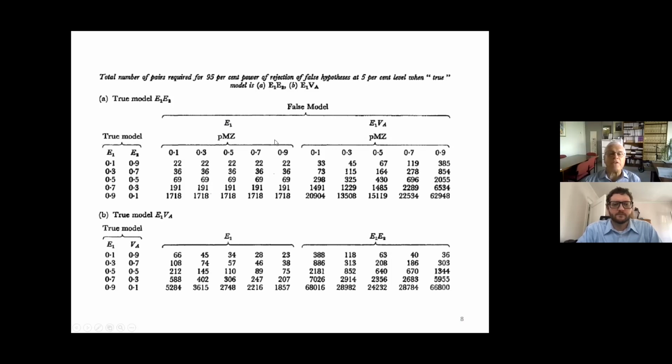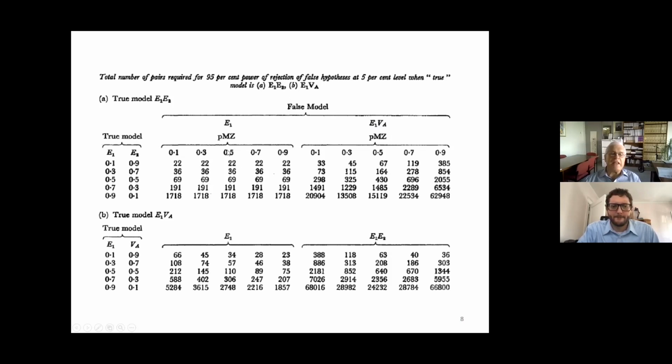We can then look at the numbers of pairs we would need in our sample, given these different proportions of monozygotic twins in our sample, going from 10% up to 90% MZ. In fact, the population proportions are around here, and most twin samples generally have somewhere in this area. So that's the sort of area you need to be looking at.